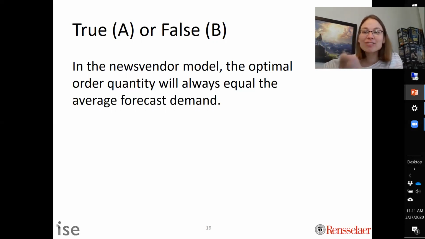And so we want to have extra because sometimes we have more than we expect. But other times we may have less than the average demand. If the cost of overage, if you have a lot left over at the end and that's really expensive, you don't want to do that. And so the correct answer here is false. And instead, you should set how much to order based on this ratio of overage and underage costs.